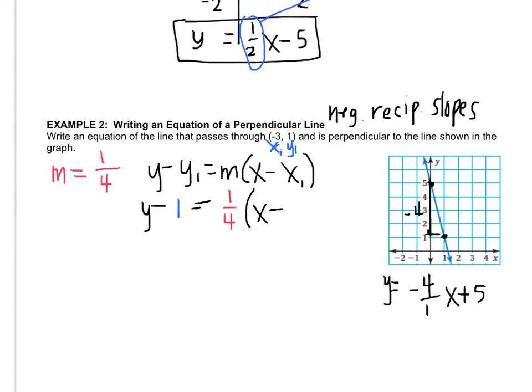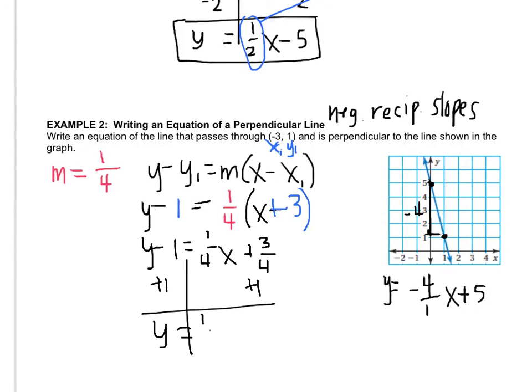X, and now is +3 because it changes the minus to a plus. So I'll distribute. Y minus 1 equals 1/4 x plus 3/4. Drop a line. Add 1 to both sides. Y equals 1/4 x plus 1 3/4. So I know it looks kind of weird, but that's what we get.